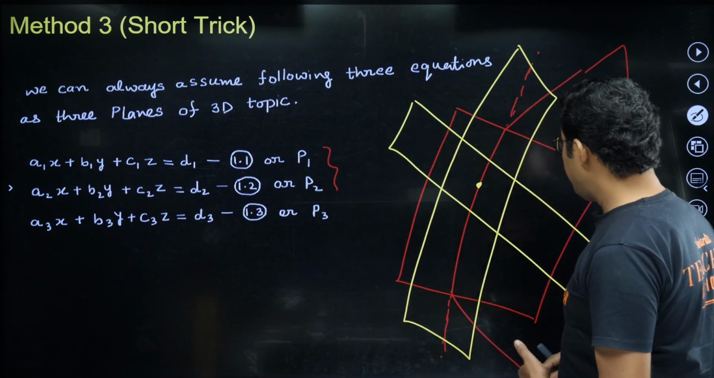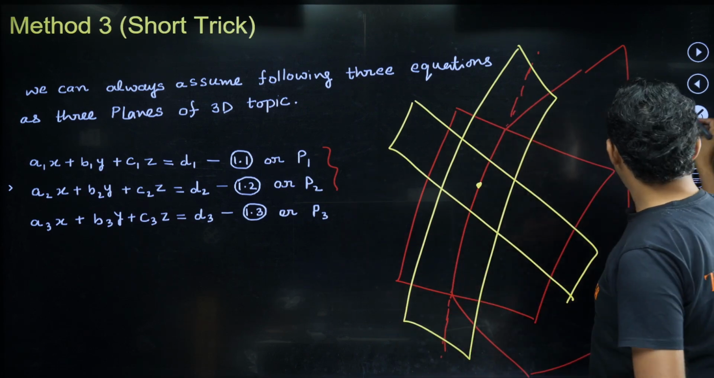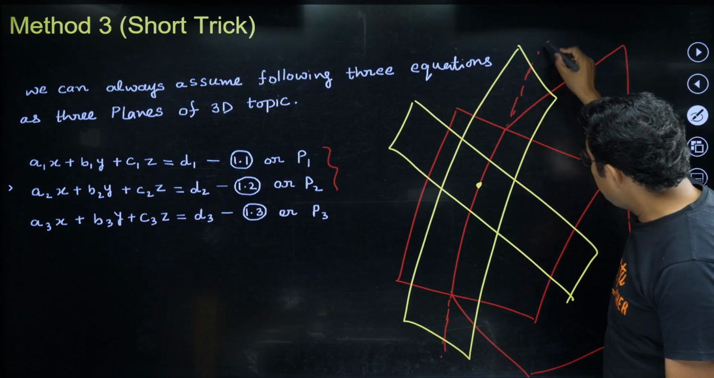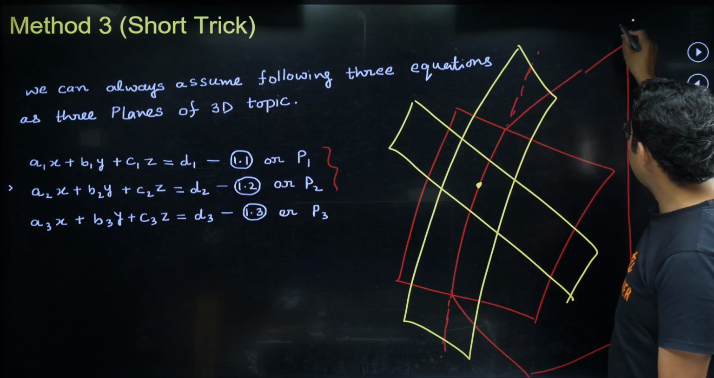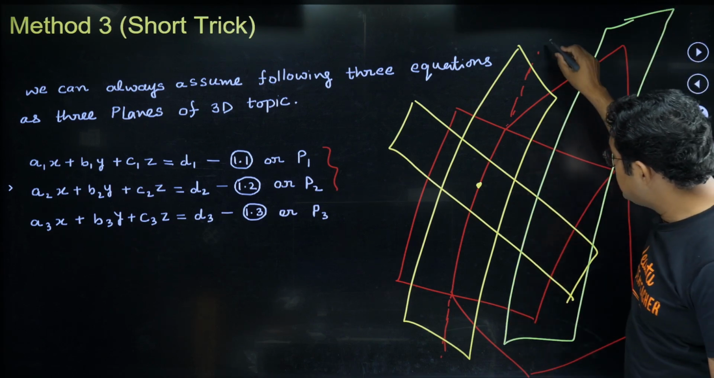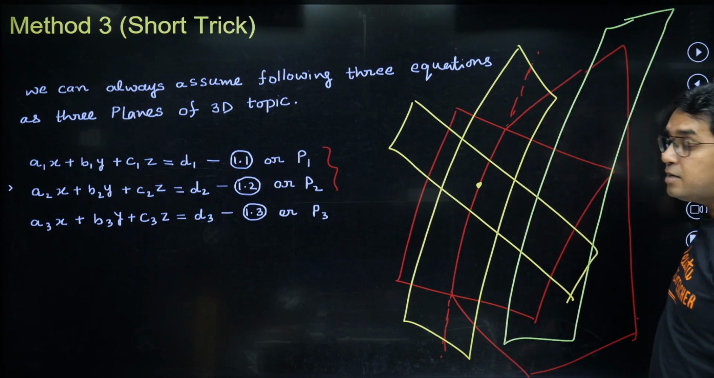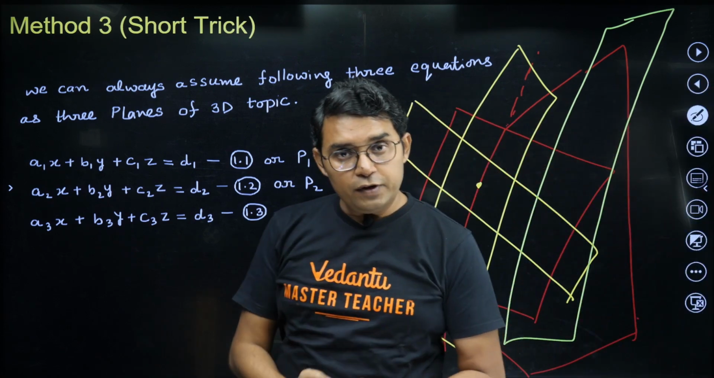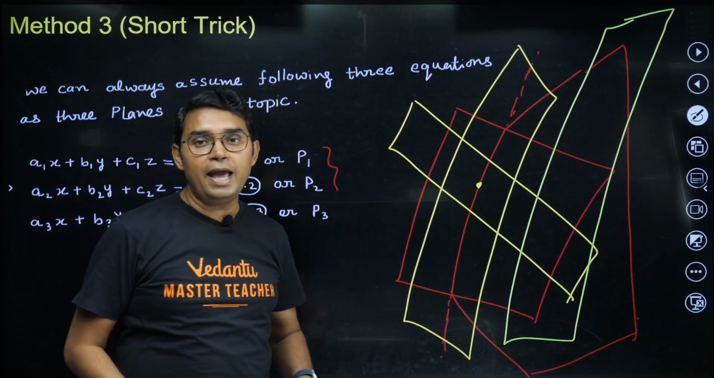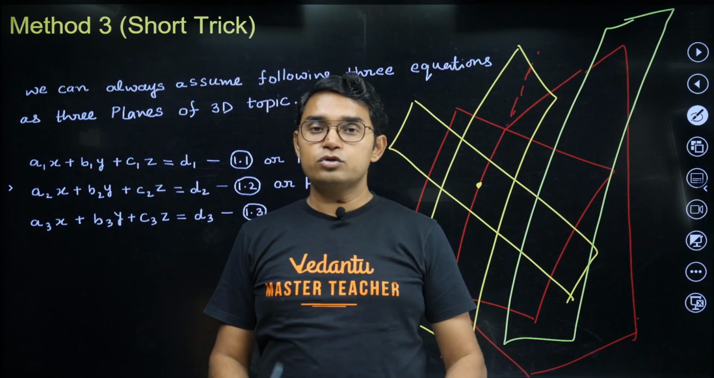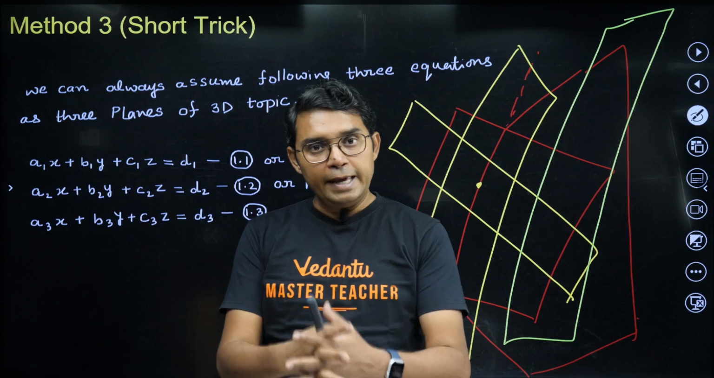There can be a scenario where there is a plane. Let me call this plane with this color. That plane is parallel to this line, but it is away from this line. So in that case, this line of intersection and this plane will never have any point in common between them. So in that case, there will be no solution. So in total, there are three cases.